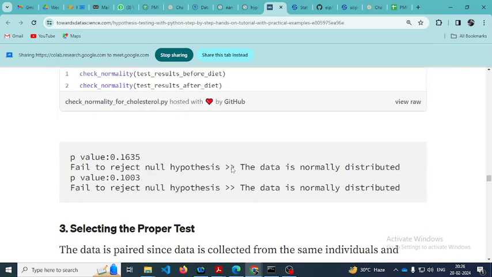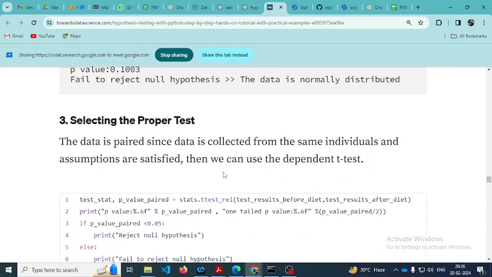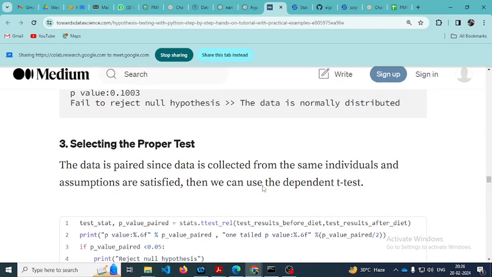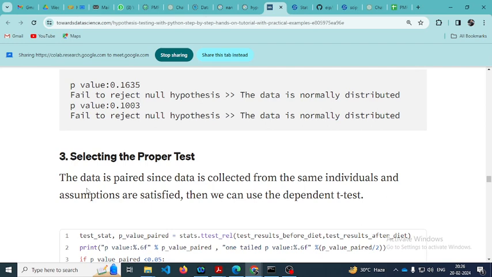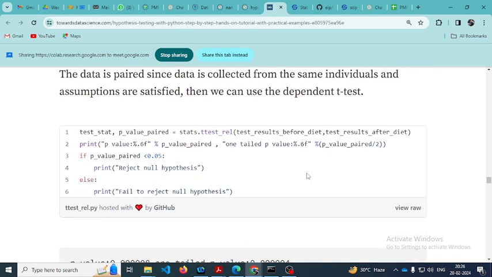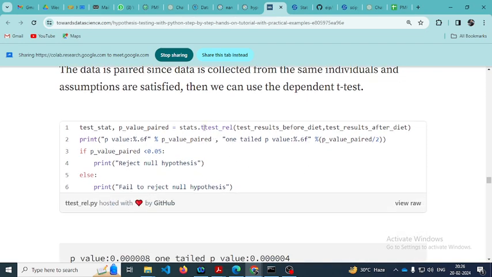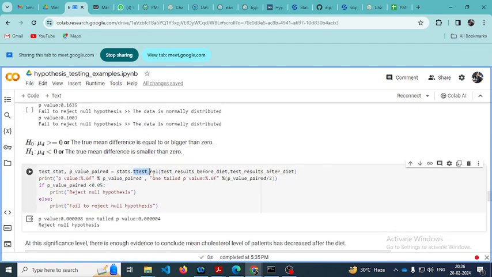If this data is collected from the same individuals and the assumptions are satisfied, then we can use the dependent t-test to test these values. If you want to select a proper test, this is the kind of data: same individuals and the assumptions are satisfied, so you can use the dependent t-test. For that, there is ttest_rel in scipy. You call that function, pass your before diet values and after diet values, and you will get your p-value. So it is paired data.